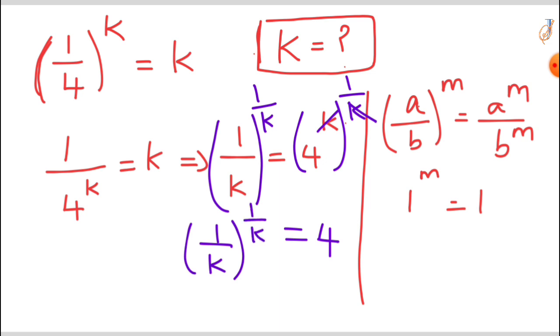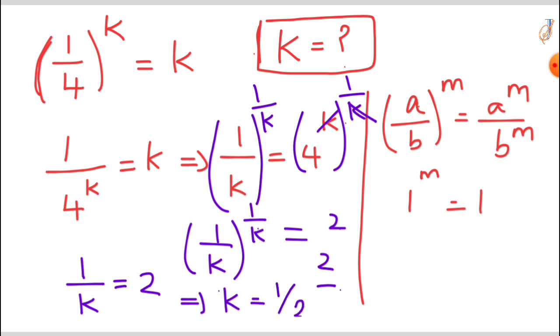So this 4 we can write as 2^2. Now observe the bases. 1/k is the same as 2, and the exponent 1/k is the same as 2. When base and exponent are the same, we can equate the values. So here the base is 1/k and it equals 2, that is, we can write 1/k as 2. If 1/k is 2, that means the k value is 1/2. Like that, simply we can find the k value.